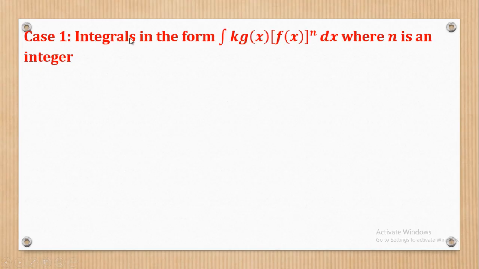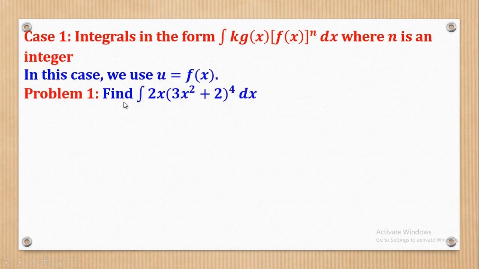So case 1, we shall start with integrals in the form k g(x) f(x) power n dx, where n is an integer. Remember, when n is an integer, we let u to be this. If it's not an integer, we let the whole of this to be u. So let's start with the case where n is an integer. In that case, we shall say u is equal to f(x). And we shall start with this problem. Find the integral of 2x in brackets 3x squared plus 2 raised to the power 4 with respect to x.